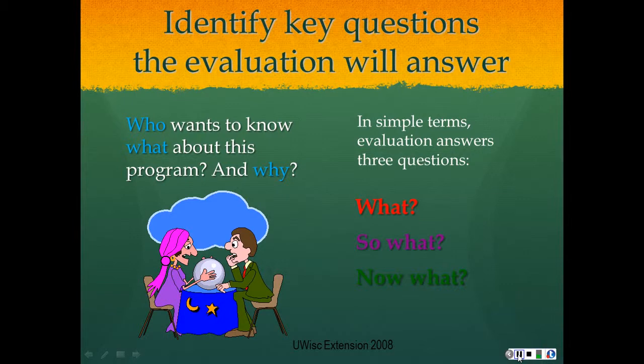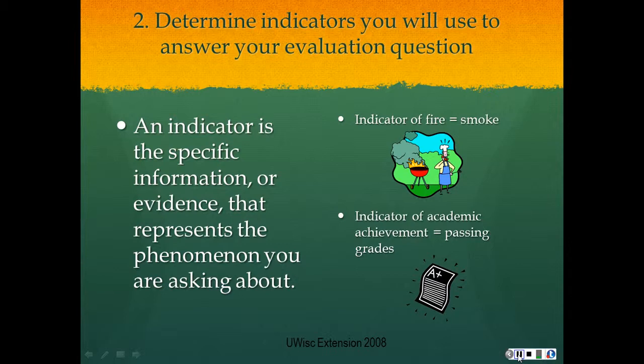Next, let's talk about indicators. An indicator is actually a piece of information or evidence that will tell you or will represent the outcome you're asking about or the phenomenon you're asking about. So what is an indicator of fire? Smoke. What is an indicator of academic achievement? A passing grade. So we're going to talk a little bit more about indicators and how we can determine what good indicators are to measure our outcomes.